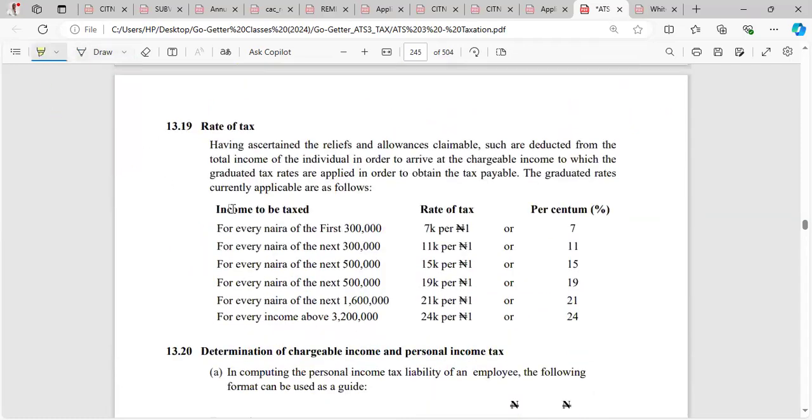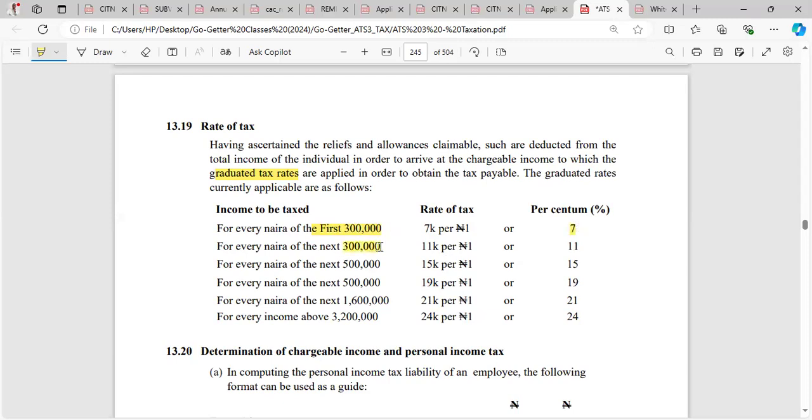Now look at the rate of tax. Having ascertained the reliefs and allowances claimable have been deducted from the total from the income of all sources, we now arrive at something called chargeable income, to which graduated tax rates are applied. Now, look at the tax rates for your first 300,000 naira, you will be paying 7 kobo per 1 naira, or is as good as saying paying 7%.